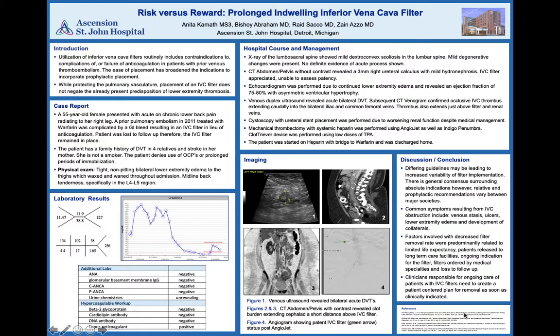The patient has a history of pulmonary embolism in 2011, which was treated with warfarin. A subsequent GI bleed resulted in the contraindication to anticoagulation and ensuing placement of an IVC filter. The patient was unfortunately lost to follow up, therefore, the filter was left in place until the time of her admission in 2019. The patient has a family history of DVT in 4 relatives and a stroke in her mother.